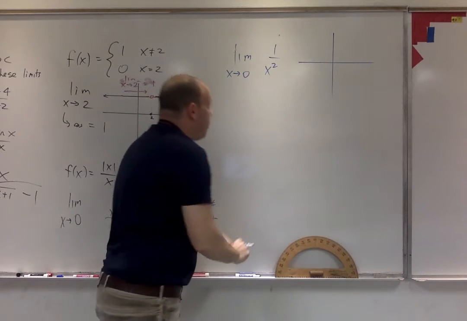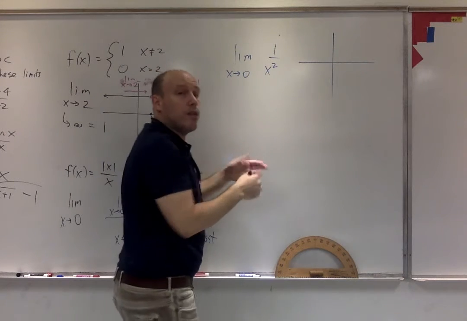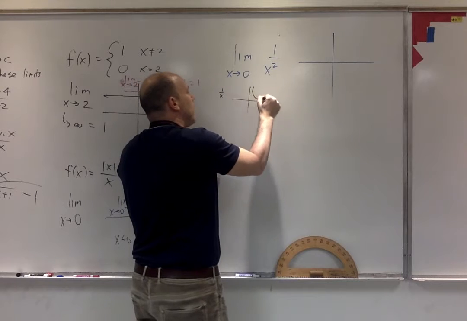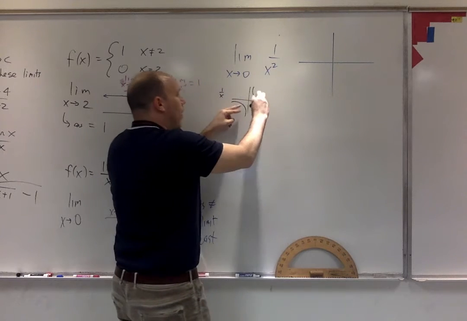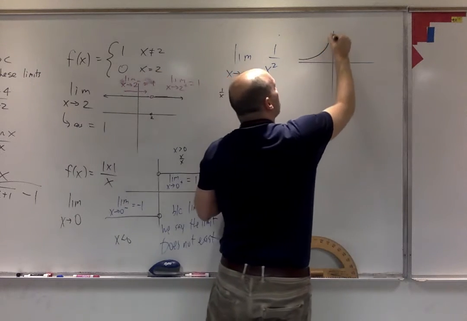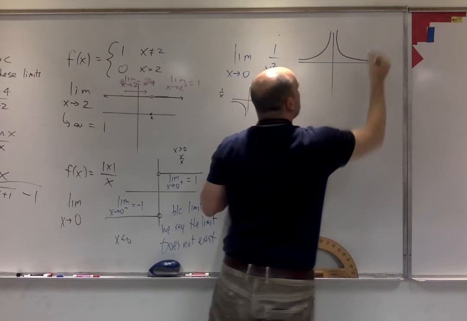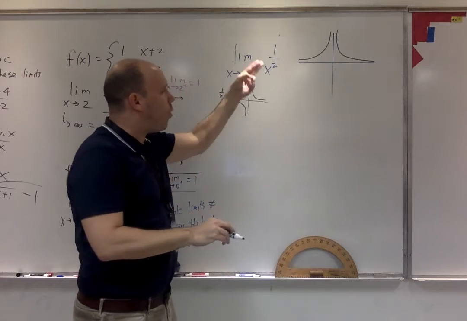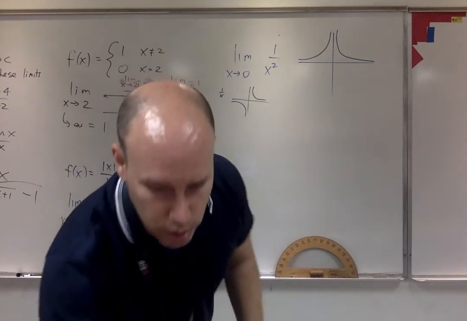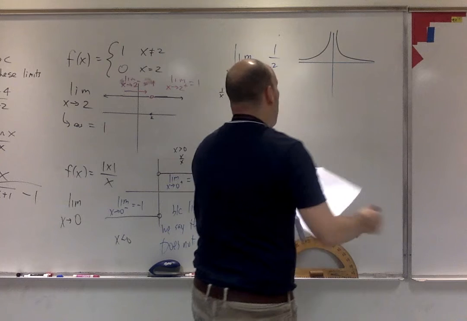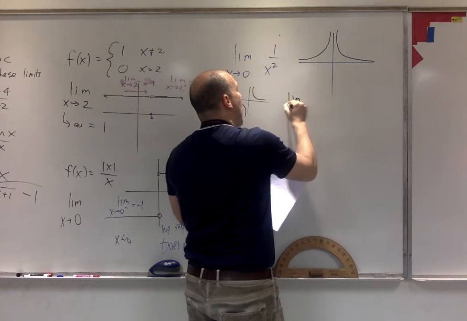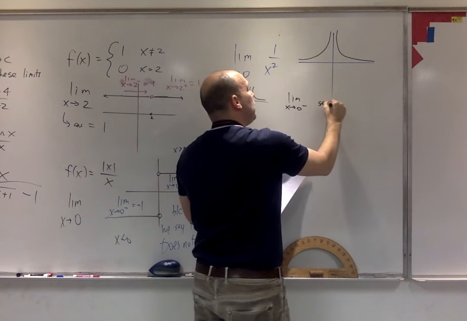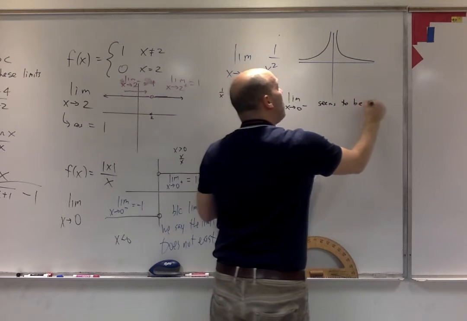You kind of know, because you practiced this, I know that 1 over x looks like this. Therefore, if I'm squaring it, it's positive on both sides here, right? And we know the asymptotes. We kind of know it looks like that. The question is, what's going on at the zeros? And so you say, okay, well, the limit as x approaches 0 from the negative side seems to be unbounded.